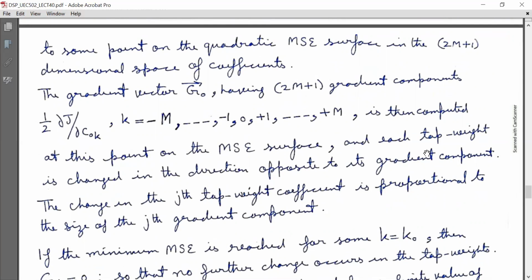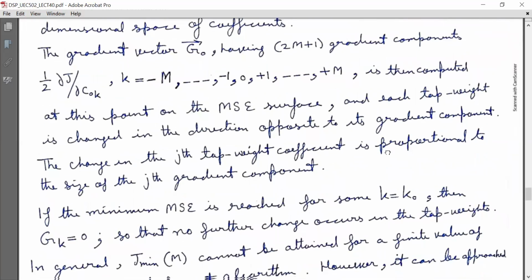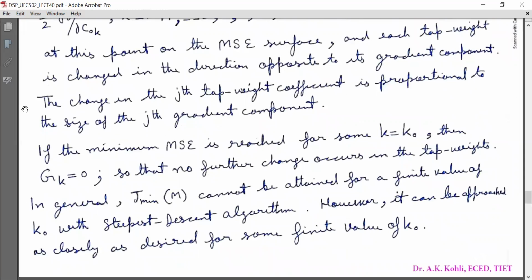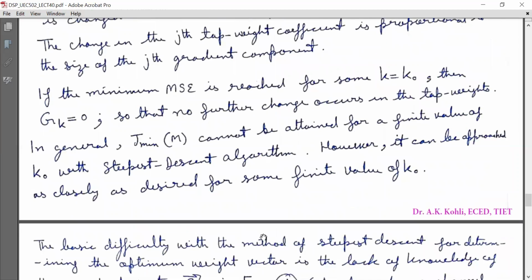And each tap weight is changed in the direction opposite to its gradient component. The change in the jth tap weight coefficient is proportional to the size of the jth gradient component. If the minimum MSE is reached for some k = k naught, then G_k is equal to 0, so that no further change occurs in the tap weights. In general, J minimum cannot be attained for a finite value of k naught with the steepest descent algorithm. However, it can be approached as closely as desired for some finite value of k naught.